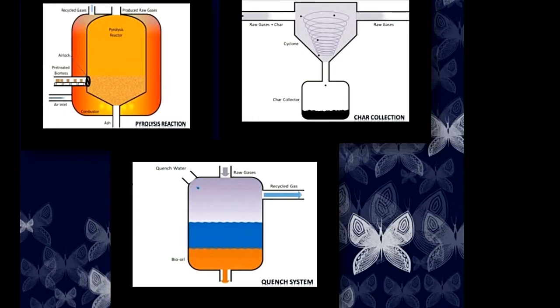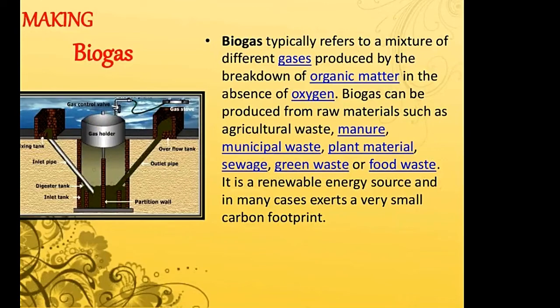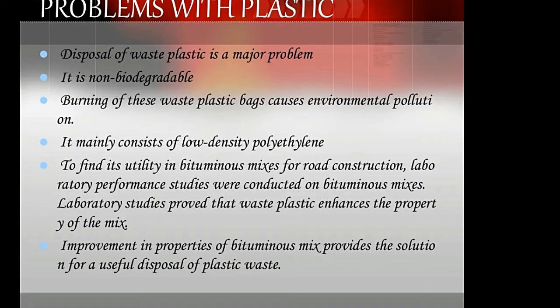Okay, so how do we make biogas? So biogas typically refers to a mixture of different gases produced by the breakdown of organic matter in the absence of oxygen. Biogas can be produced from raw materials such as agricultural waste, manure, municipal waste, plant material, sewage, green waste, or food waste. It is a renewable energy source and in many cases exerts a very small carbon footprint.